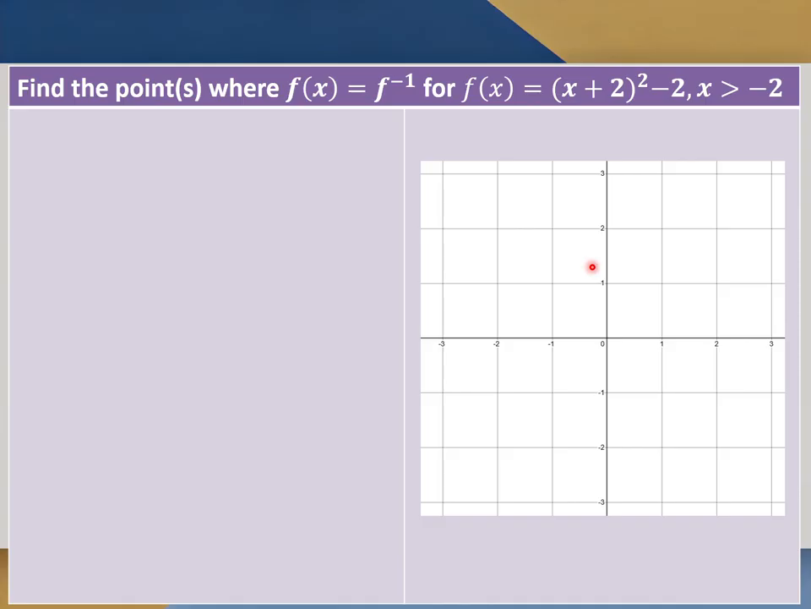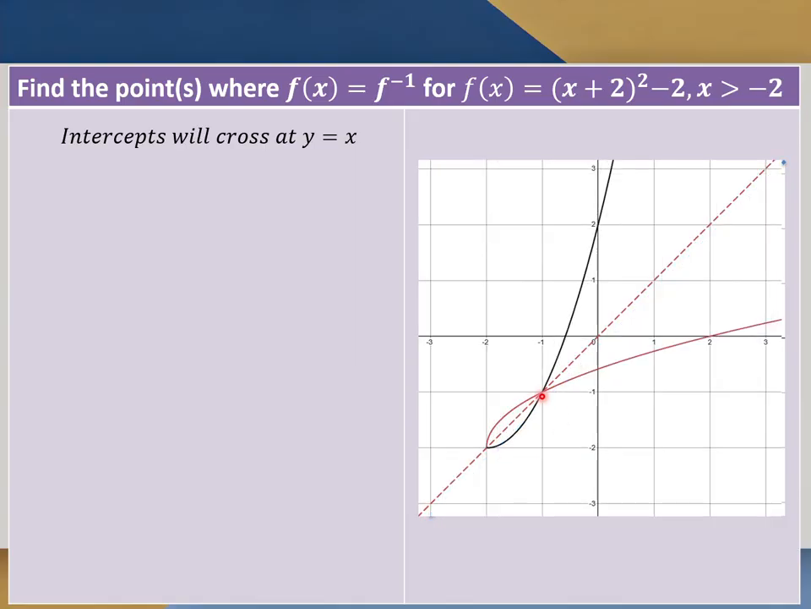Whenever we are thinking about the inverse and we want to find the points where f of x is equal to the inverse, the first thing we need to think about is the mirror, so the intercepts will cross at y equals x. So this is where our inverse and our function will always cross. Using this, if I put in my two functions to show, I can see straight away that they are crossing at (-2, -2) and (-1, -1).